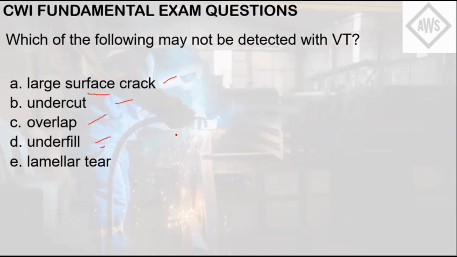One of the reasons it may not be detected with VT is that with thicker metals, it may occur underneath the surface. The third cause is materials with high inclusion content. So eliminating one of those three causes can reduce the susceptibility of the metals to lamellar tear. So the answer here is letter E.